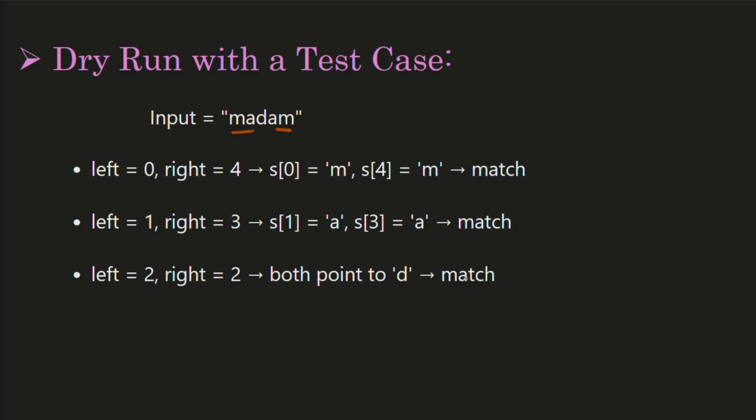Left equals 0. Right equals 4. s[0] equals m. s[4] equals m. Match. Left equals 1. Right equals 3. s[1] equals a. s[3] equals a. Match. Left equals 2. Right equals 2. Both point to d. Match. All characters matched. Return true.